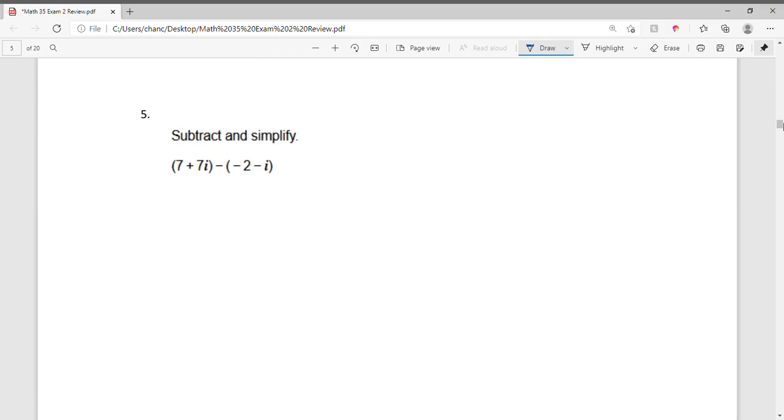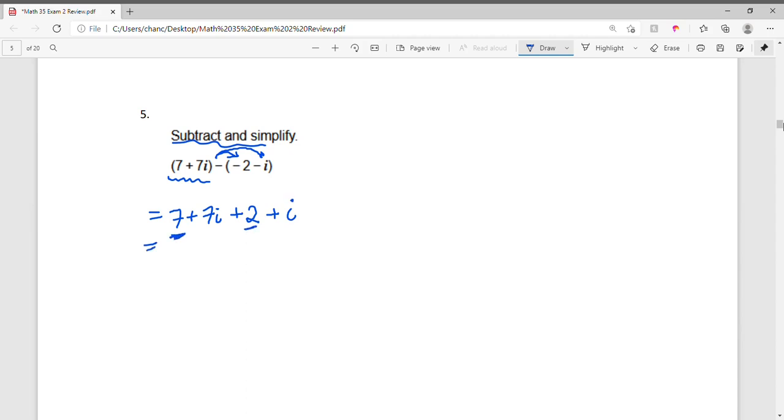In question 5, subtract and simplify. For the first expression, 7 plus 7i, I can just remove the parentheses. Those are not useful for the problem. But for the second part, we always have to remember to distribute. This becomes plus 2 plus i. Then I can collect like terms.